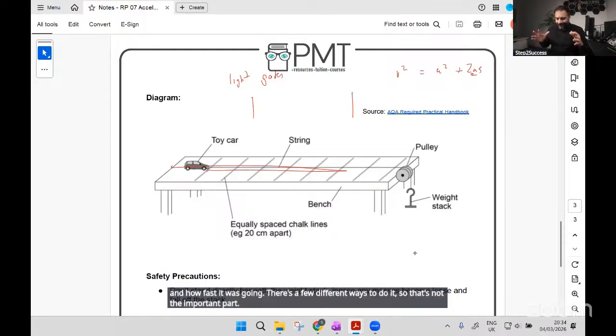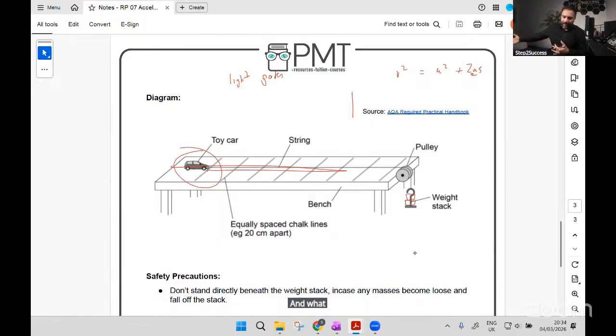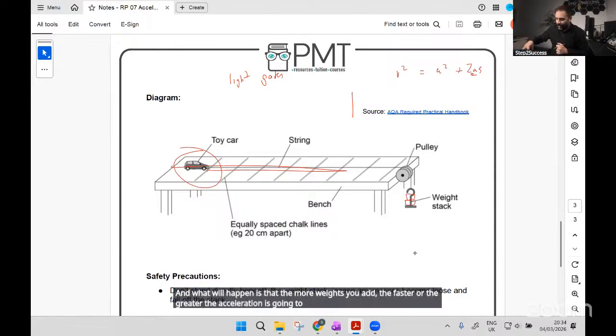The important part is understanding that what we're doing is adding weights to this and seeing whether that affects the acceleration of this car. And what will happen is that the more weights you add, the greater the acceleration is going to be. That is always what happens. That's one version of this practical.